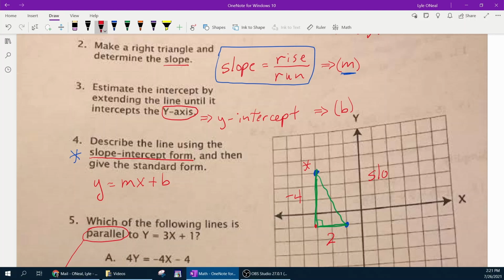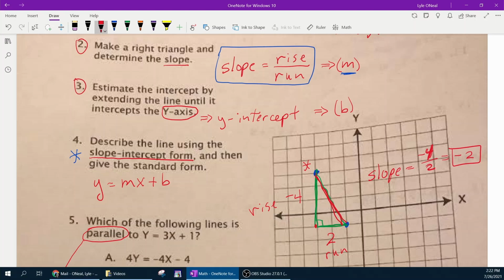That means that we will have a slope of -4 over 2, since it has to be rise over run. And then you do need to simplify that to lowest terms. -4 over 2 will divide to make -2. That is our slope for this particular line that connects these 2 points. And that takes care of question number 2.